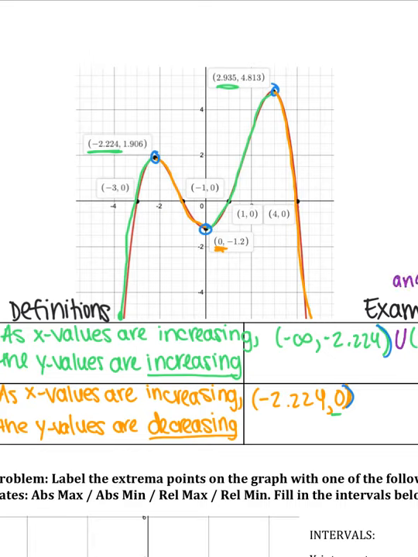Same thing with the decreasing features. We have two parts that are decreasing, so I'm going to use the U symbol and write the second part where the graph is decreasing. And the second part is decreasing where it stopped increasing, which was at 2.935, and it keeps going all the way to the right, which is positive infinity for the x value. That's it.